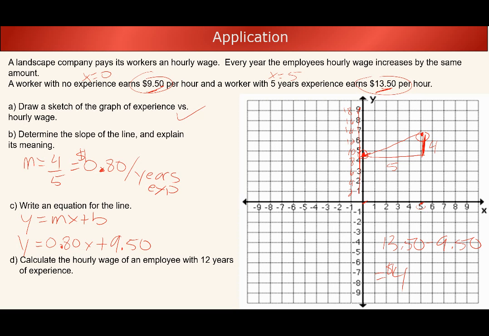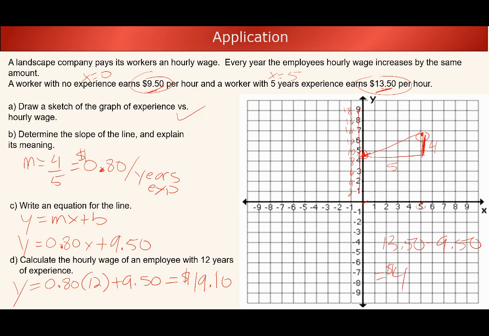What if you had 12 years experience? Calculate the hourly wage of an employee with 12 years experience. All right, so that's why we have equations like this, to predict what would happen later on. So I go y equals 0.80, and we want to go with 12 years experience, plus 9.50. You can punch all that into your calculator in one step. Go 0.8 times 12 plus 9.50, and it gives me $19.10.